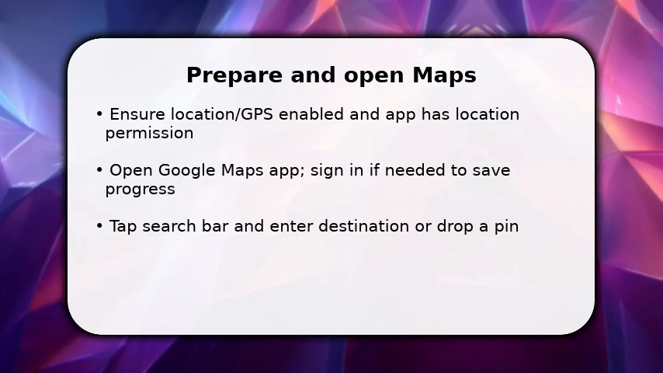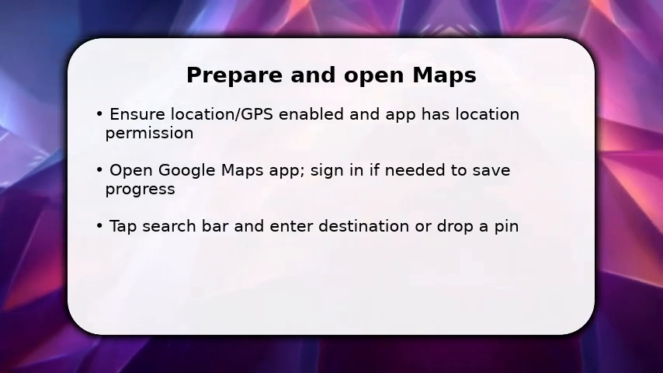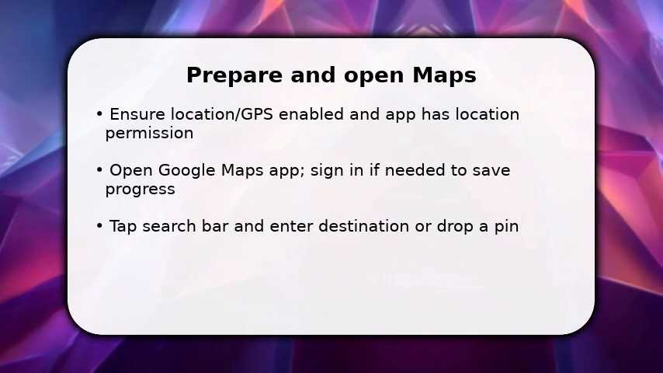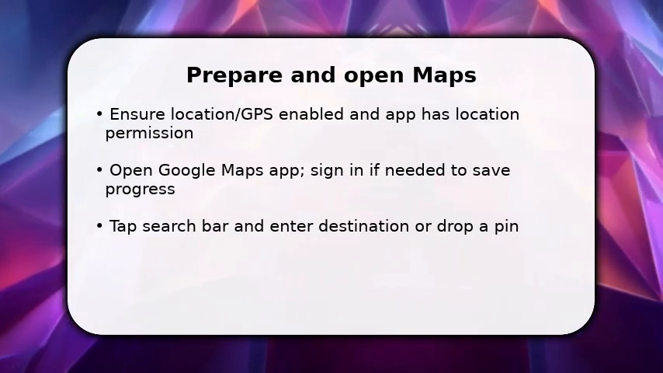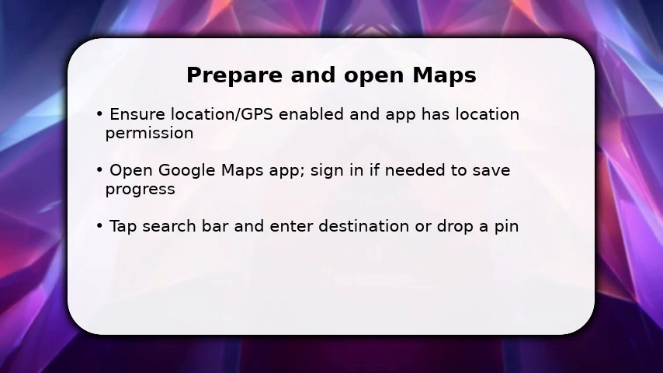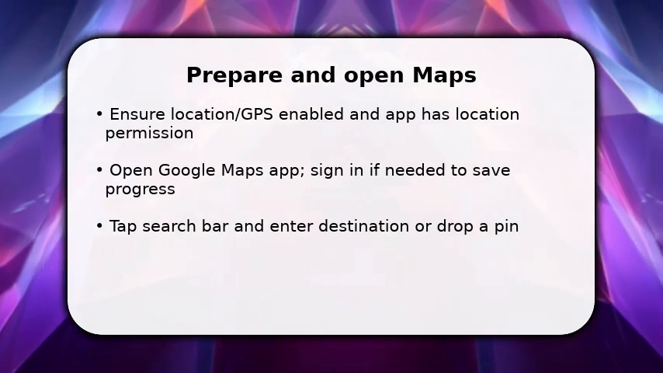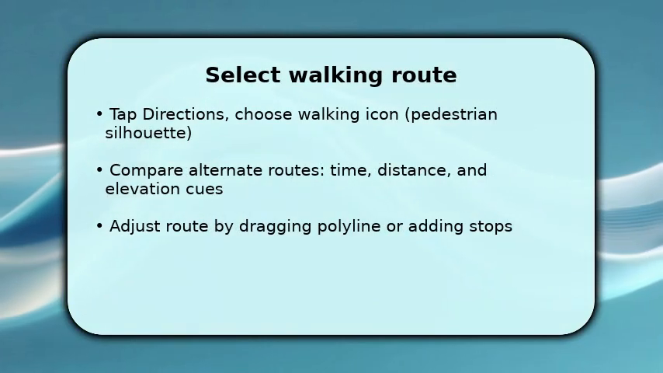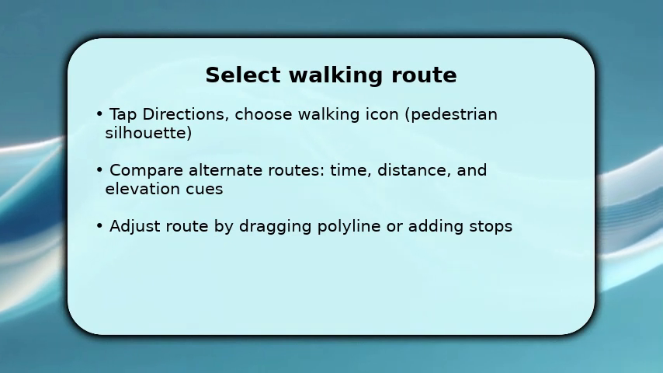Make sure the pin or address is precisely where you intend to arrive, so the walking route uses pedestrian paths instead of driving roads. You'll tap directions and then select the walking icon. This tells Maps to prefer footpaths, sidewalks, and pedestrian shortcuts.